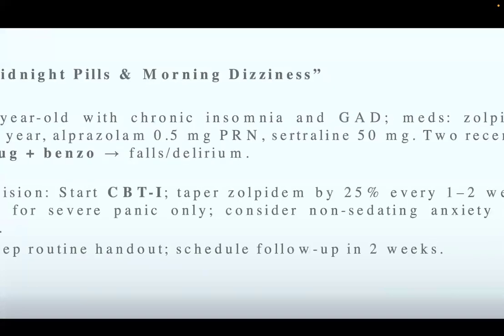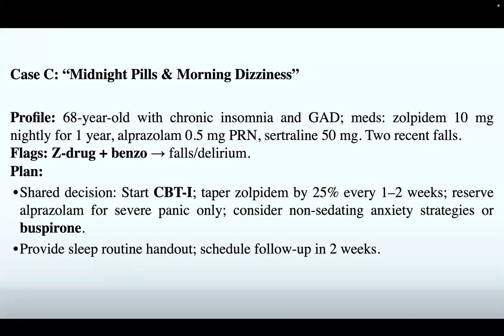Last case to understand: midnight pills and morning dizziness. See, a 68-year-old with chronic insomnia and GAD, generalized anxiety disorder. Medicines are zolpidem 10 mg nightly for 1 year, alprazolam 0.5 mg PRN, sertraline 50 mg, and a recent fall already observed. Now, the flags here are the Z drugs plus benzo.